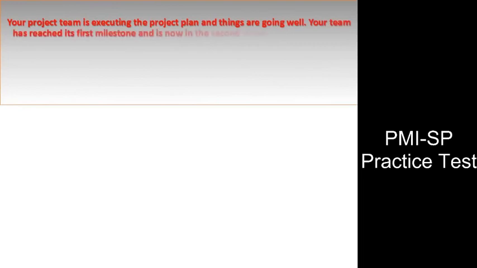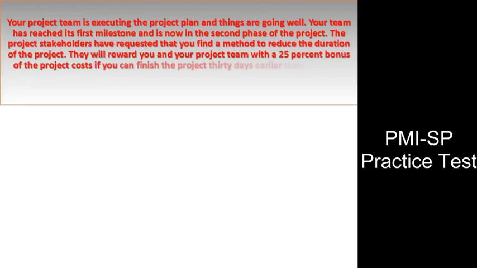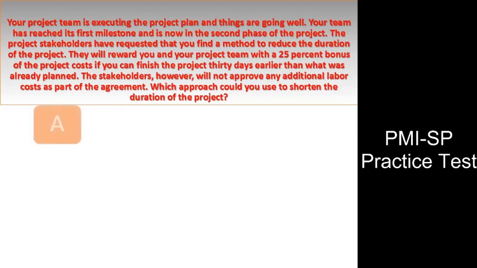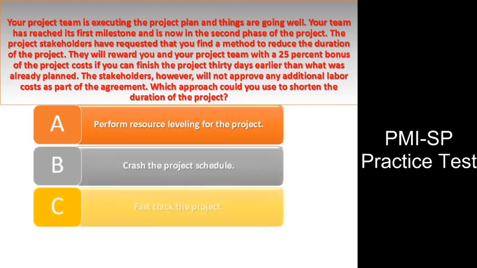Question 4. Your project team is executing the project plan and things are going well. Your team has reached its first milestone and is now in the second phase of the project. The project stakeholders have requested that you find a method to reduce the duration of the project. They will reward you and your project team with a 25% bonus of the project costs if you can finish the project 30 days earlier than what was already planned. The stakeholders, however, will not approve any additional labor costs as part of the agreement. Which approach could you use to shorten the duration of the project?